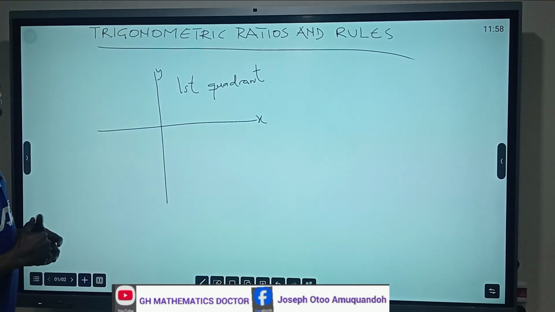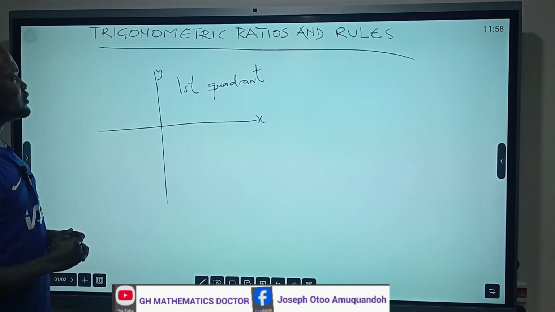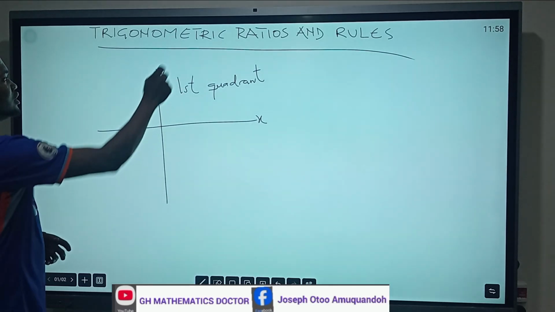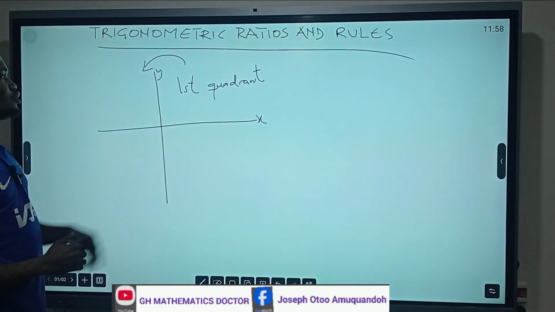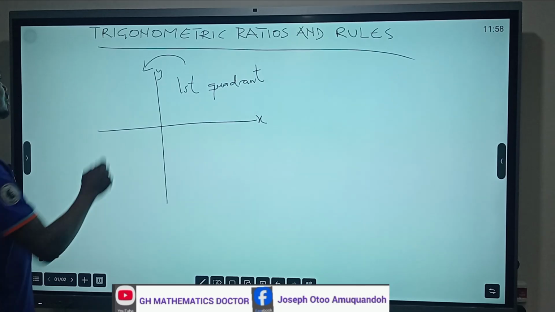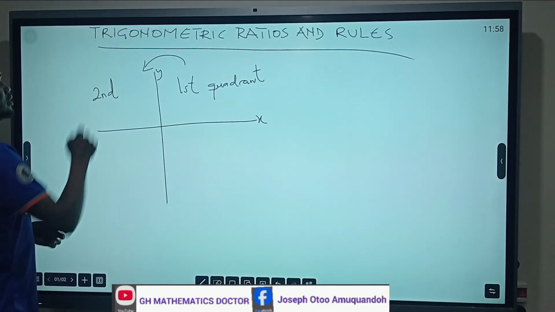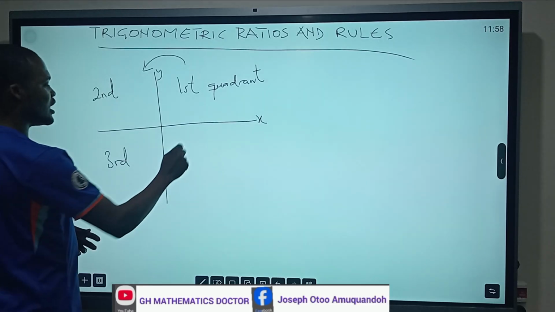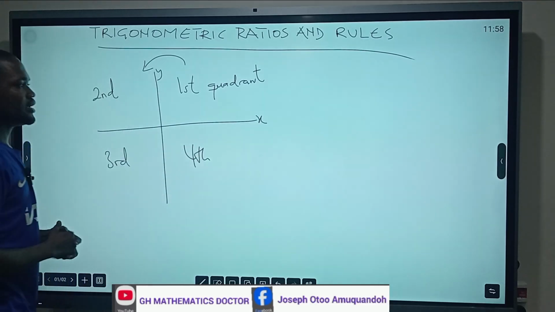And for trigonometry, we read the quadrants from the anti-clockwise direction. That is from the right to the left direction. So this is the anti-clockwise direction. So if this is our first quadrant, we are going to get our second quadrant at this side, as well as our third quadrant and our fourth quadrant over here.